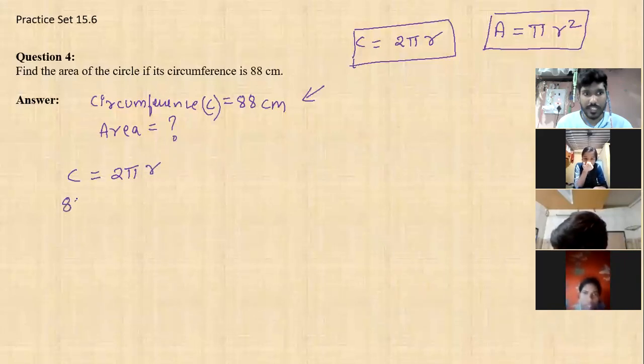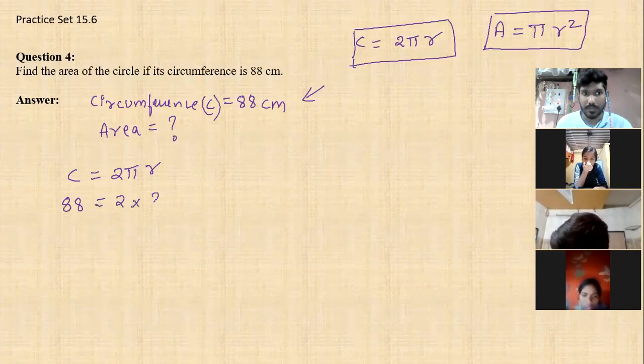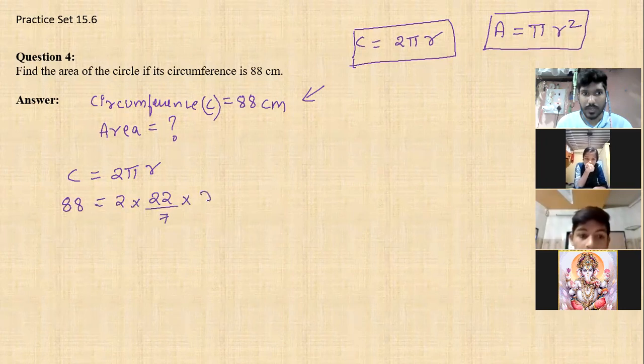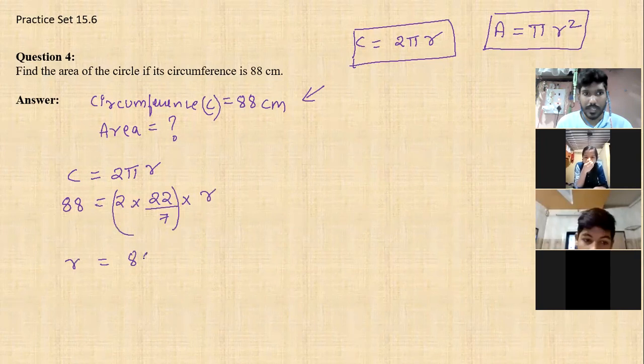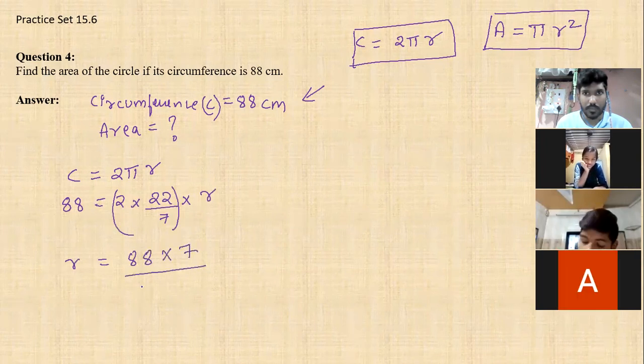Circumference is given, 88. 2 pi, we will substitute the value 22 upon 7, into r. So if you take this entire term to the other side, you will have r is equal to 88 into 7 upon 2 into 22. So we can do the cancellation.